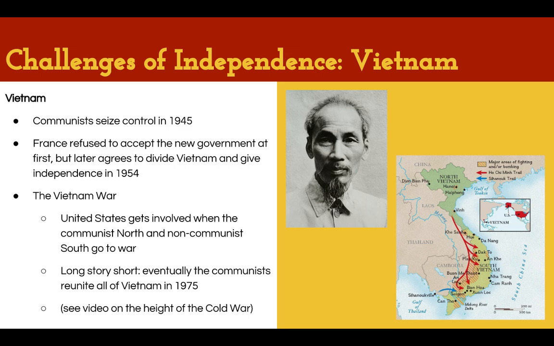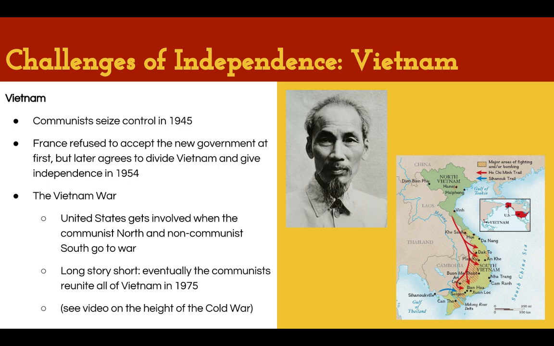Now let's look at another country, one that you're probably familiar with from a past video, and that is Vietnam. So Vietnam, of course, was a part of the French Empire and then later conquered by Japan. But at the end of World War II, the communists led by Ho Chi Minh seized control of Vietnam. France refused to accept the new government at first, and they wanted to fight to take back control of the region. But they later agreed to divide Vietnam north and south, and then to give it its independence in 1954.